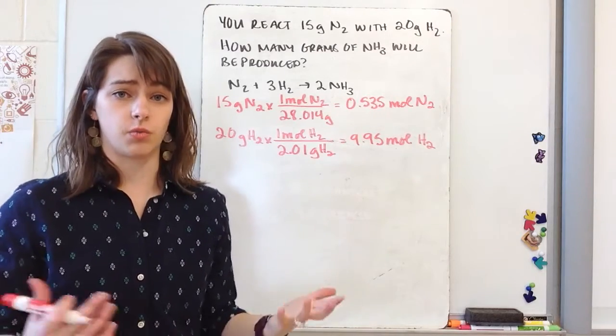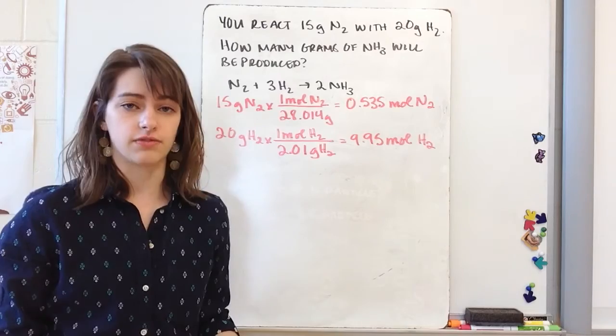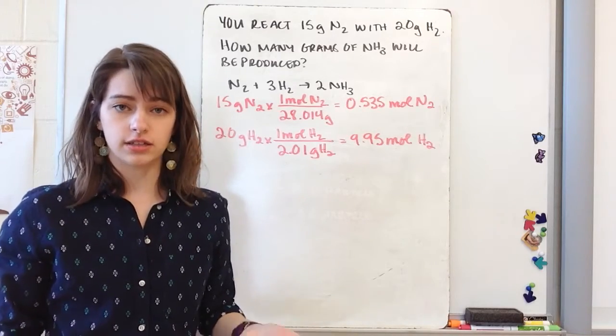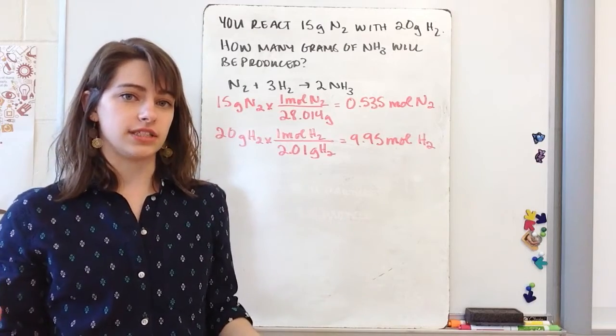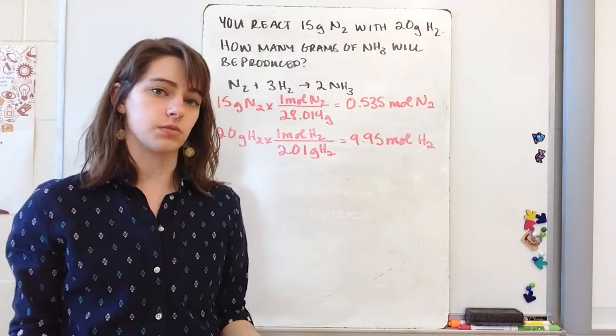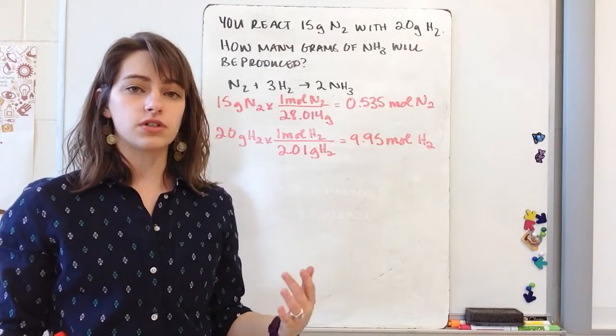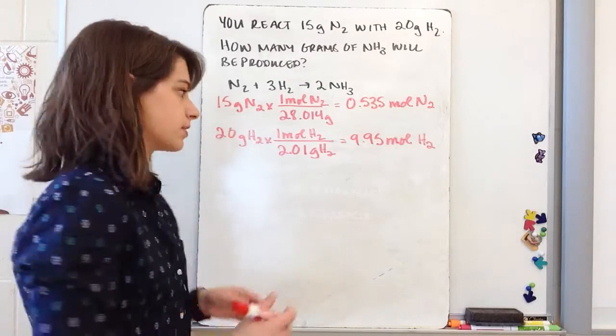Now, just looking at those numbers, if we have half a mole of N2 and almost 10 moles of H2, what do you think is going to run out first? Your nitrogen's going to run out first. But let's just check to make sure. Notice we didn't realize there was that dramatic of a difference until we converted to moles. 15 and 20 are pretty darn close when we look at grams. But when we convert to moles, it's a much, much bigger difference. So you can't forget that first step.